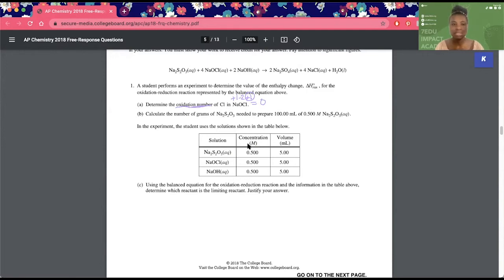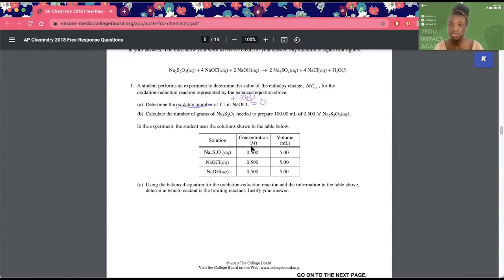Now let's look at B. It says calculate the number of grams of Na2S2O3 needed to prepare 100 milliliters of 0.5 molar Na2S2O3 aqueous. Now, this one is interesting because unlike A, this doesn't explicitly tell you what type of problem it is, okay? So I would ask you still, what type of problem is this? And you should be able to note that we are dealing with stoichiometry.